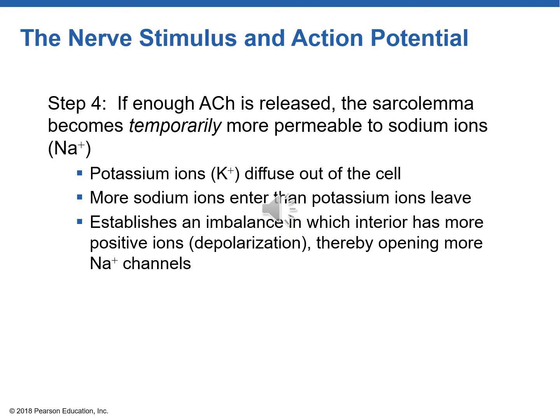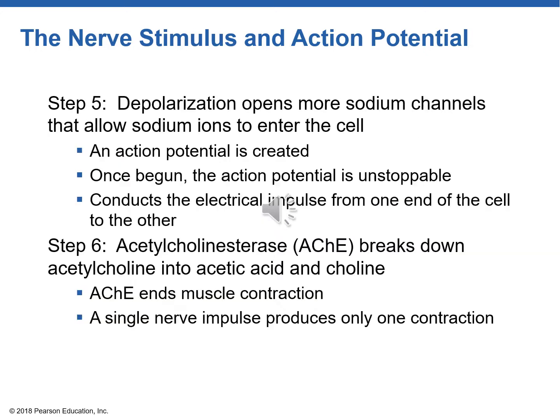If an adequate amount of acetylcholine goes across the synaptic cleft and joins with the sarcolemma, it's going to cause the sarcolemma, the muscle cell, to be more permeable to sodium ions. Also, potassium ions will diffuse out of the cell, but more sodium ions will enter the cell than potassium ions leaving the cell. This causes depolarization. It causes a change in charge of the cell membrane, thereby opening even more sodium channels. When even more sodium channels open, we have further depolarization, and then it's termed action potential. Once the action potential occurs, it's unstoppable. The message is definitely going to happen across the muscle cell. This electrical impulse is conducted from one end of the cell to the other.